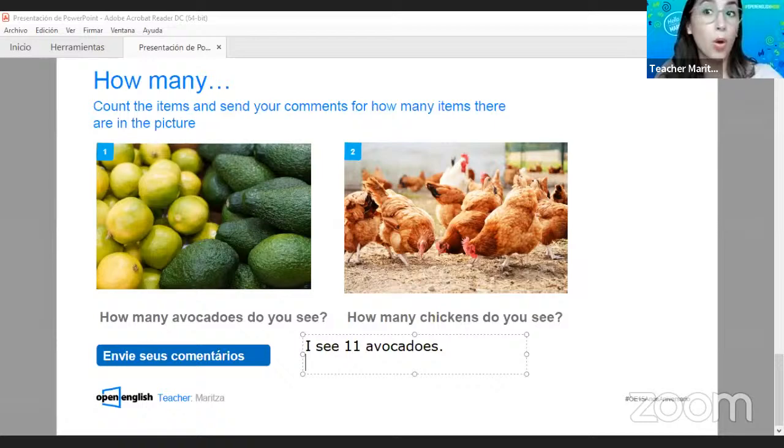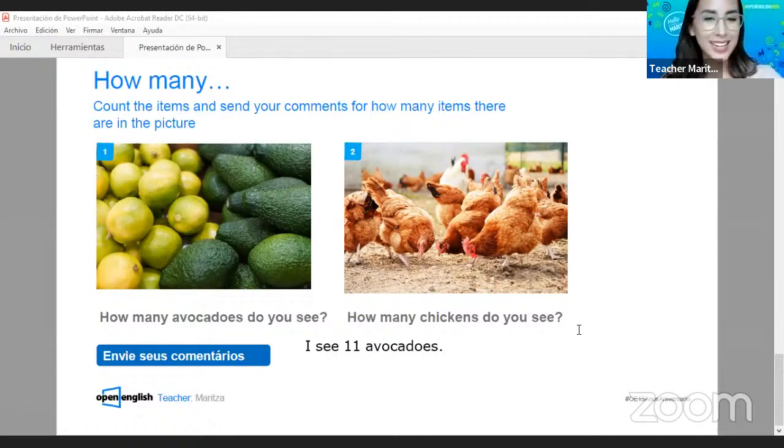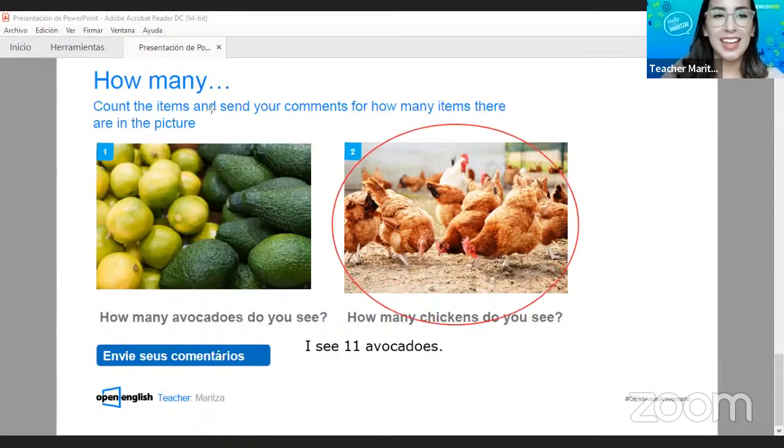If there were maybe only 3, we could say, I see three avocados. Not the number form, but the actual written form of the number. Okay, so I, Teacher Maritza, see 11 avocados. What about you guys? And how many chickens do you see? In here, in our second photo, how many chickens do you see?